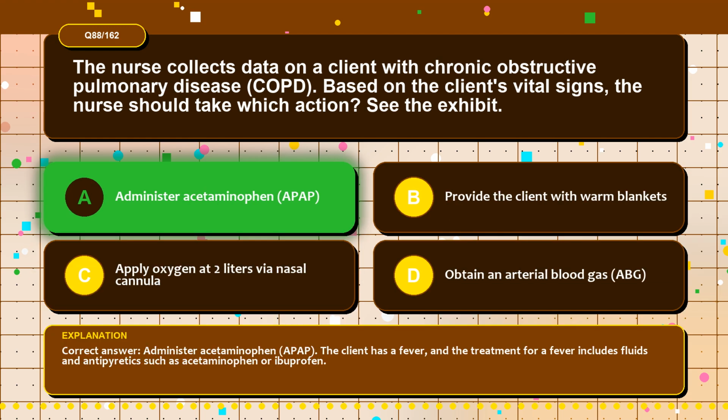Correct answer, administer acetaminophen in a PAP. The client has a fever, and the treatment for a fever includes fluids and antipyretics such as acetaminophen or ibuprofen.